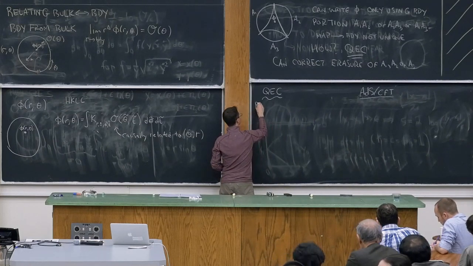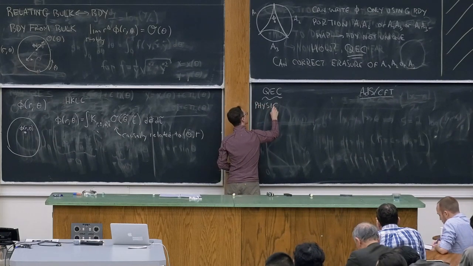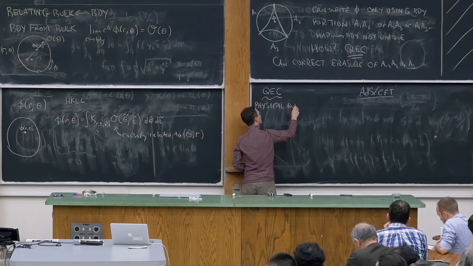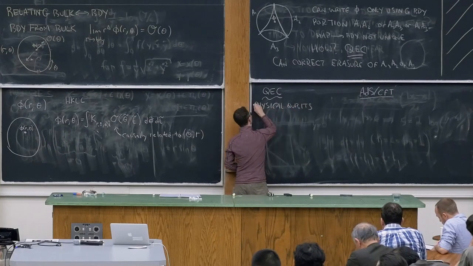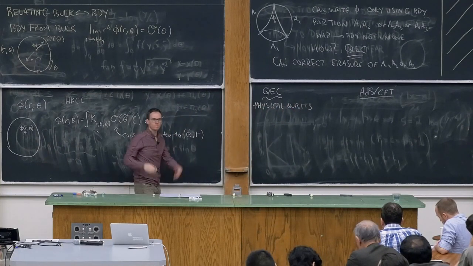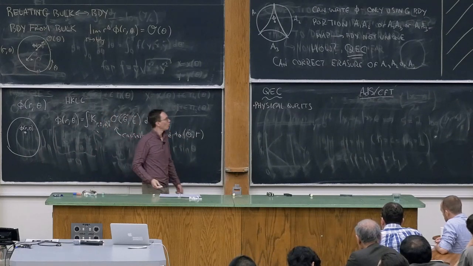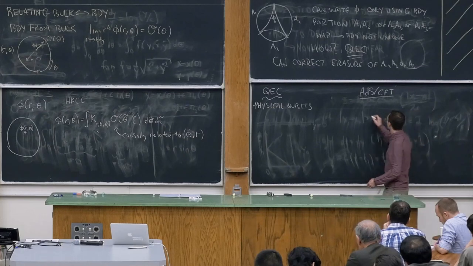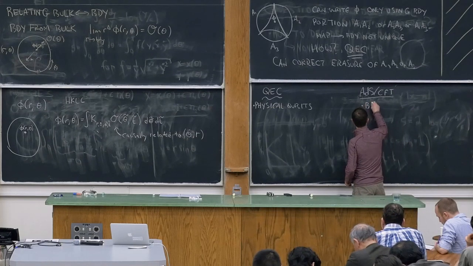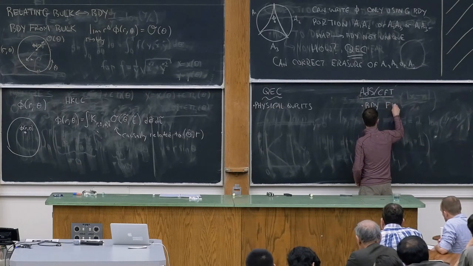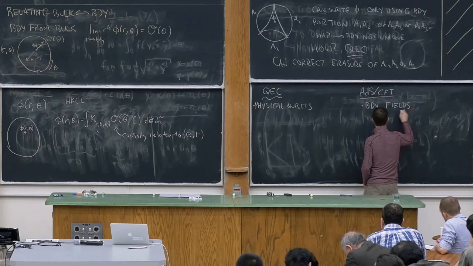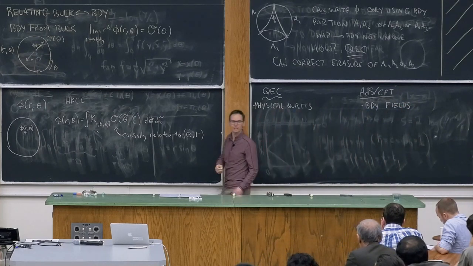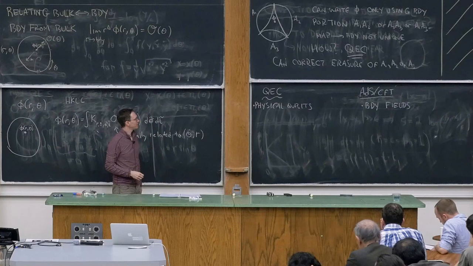So we have our physical qubits. In a quantum error correcting code, you start off with some physical qubits. What are the physical qubits here? They're the boundary. It's really fields, but you just think of it as a bunch of qudits on a ring or whatever it is. So it's just your boundary fields.